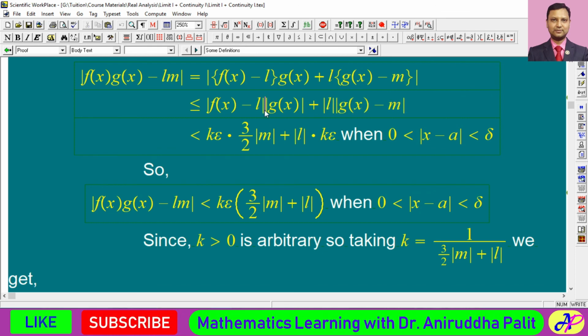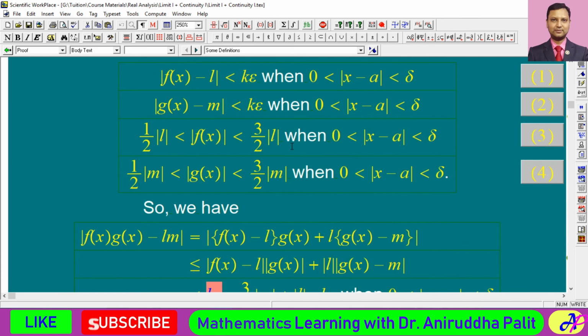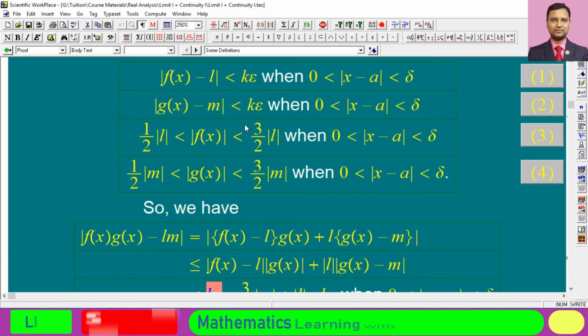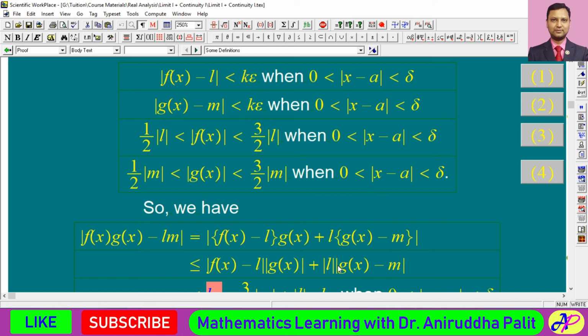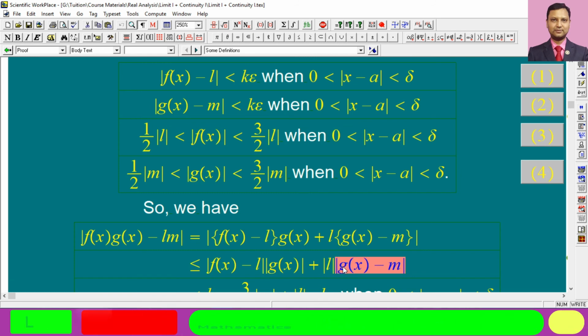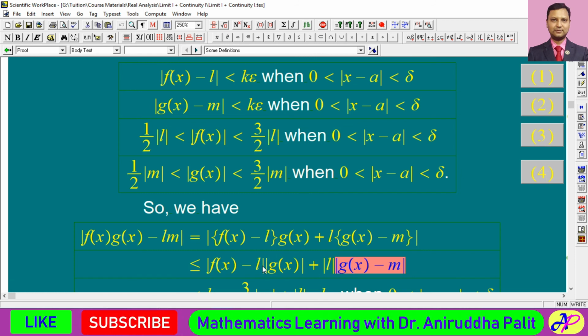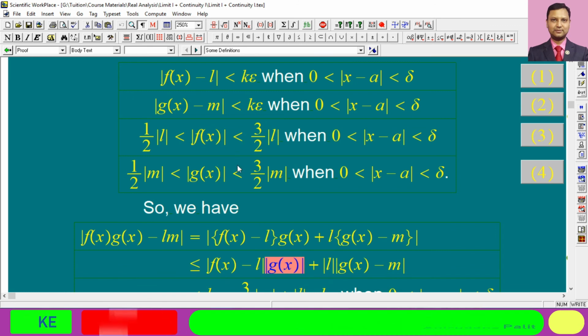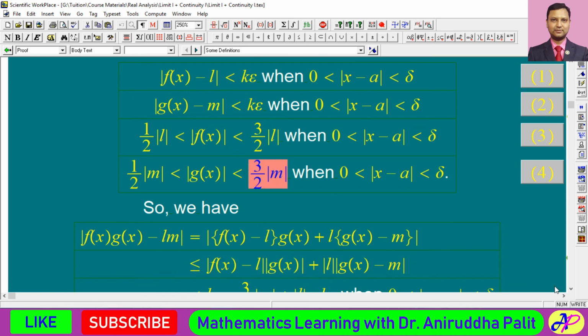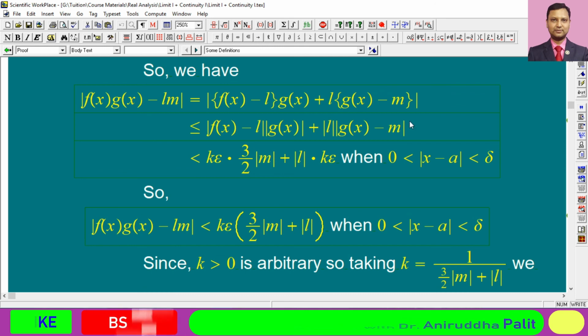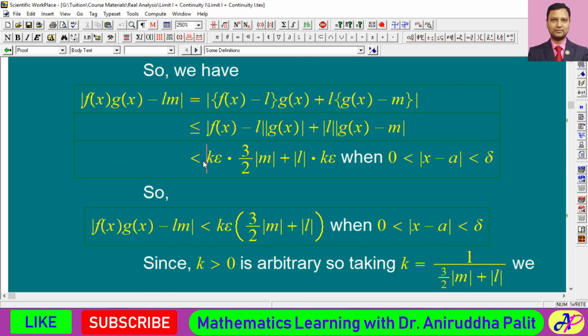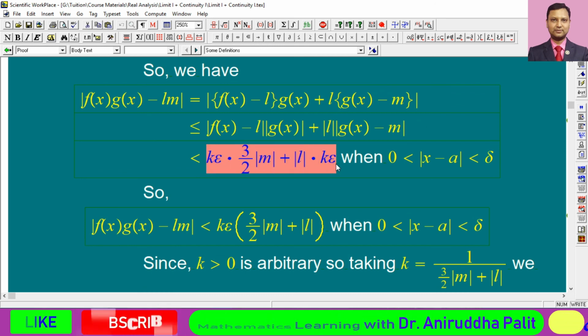And therefore this modulus of fx minus L can be written as k into epsilon. Over here, we have already proved that modulus of fx minus L is less than k into epsilon from equation number 1. Similarly, from equation number 2, we can prove that modulus of Gx minus M is also less than epsilon. Over here, modulus of Gx is less than 3 by 2 into modulus of L. Therefore, we apply all these results and we get this expression over here.